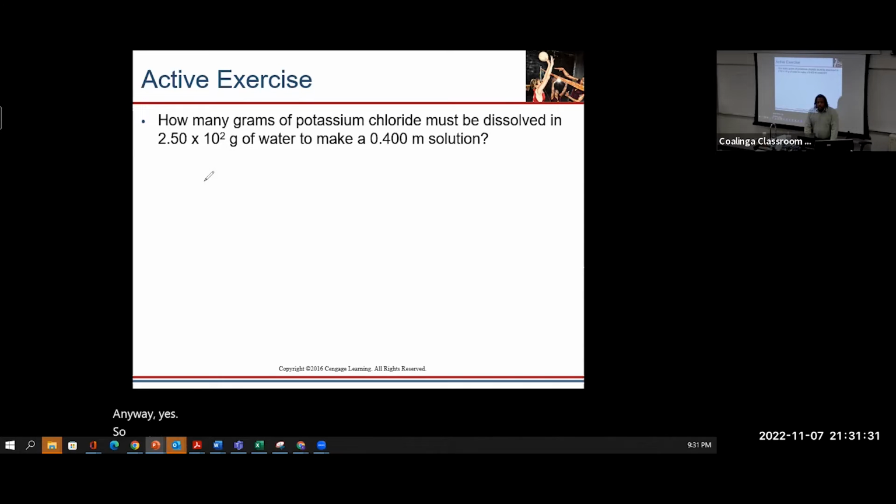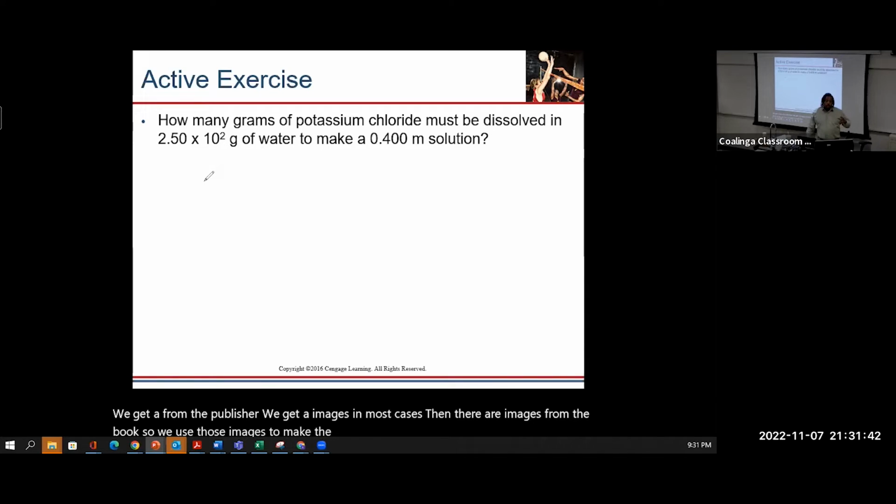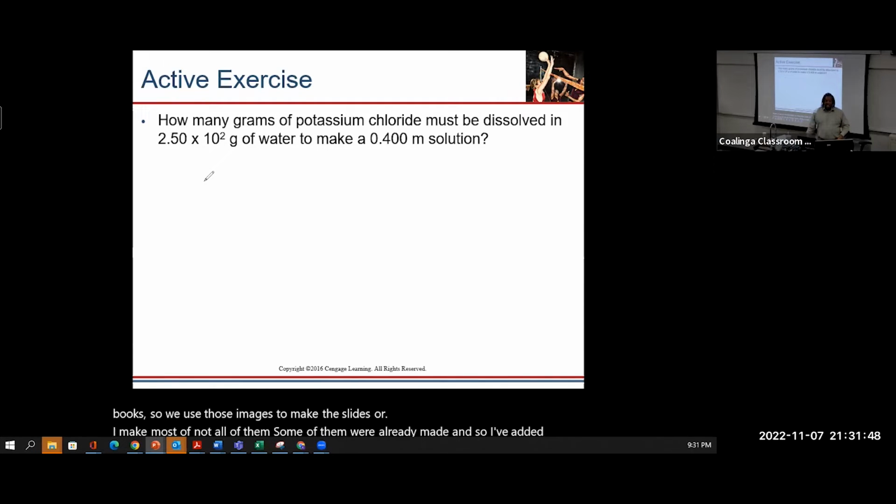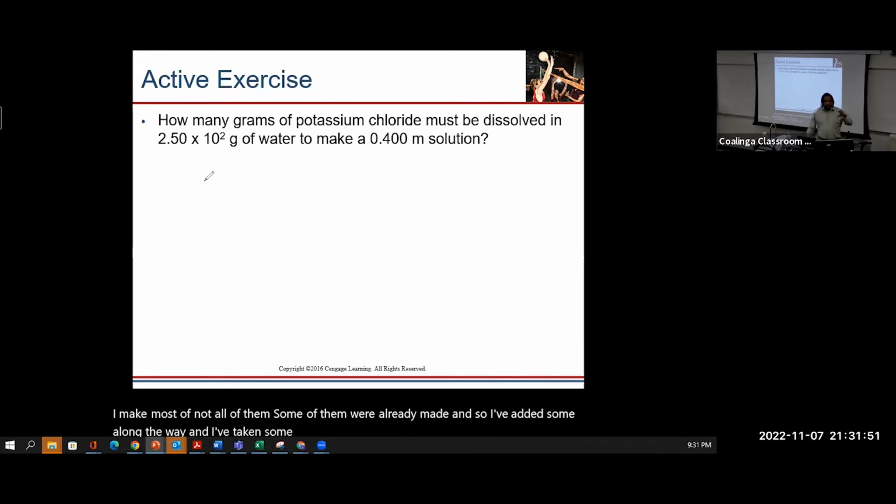From the publisher, we get images in most cases, and they're images from the books, so we use those images to make the slides. I make most of them, not all of them. Some of them were already made, and I added some along the way. I've taken some out because, for instance, for this chapter, I wanted to put chapter 16 with chapter 10 because it's important. I don't have enough space.